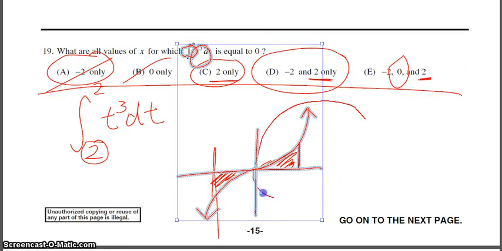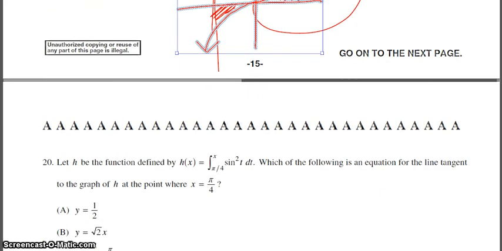The 0 is this part. From 0 to 2, the area is this shape, so the area is not 0. Okay, so the answer is that.